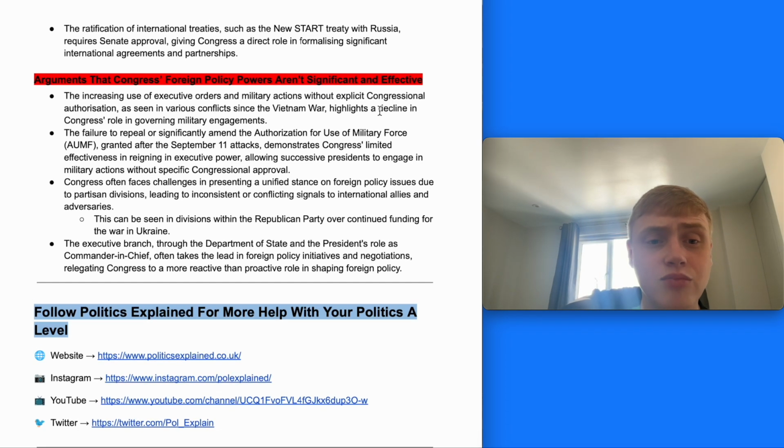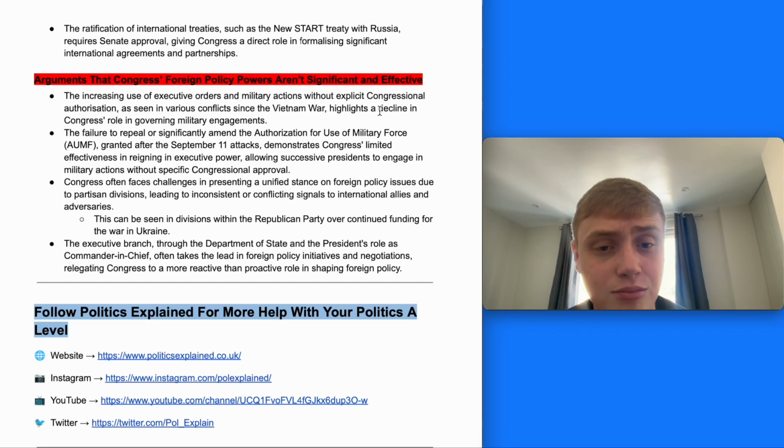And finally, the executive branch, through the Department of State and the President's role as Commander-in-Chief, often takes the lead in foreign policy and really limits Congress's effectiveness and role in this area, which relegates Congress to more of a reactive rather than a proactive role. And it must also be noted that the War Powers Resolution in many ways hasn't been effective in reining in presidential power over foreign policy.